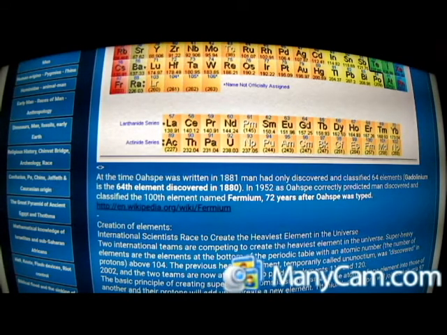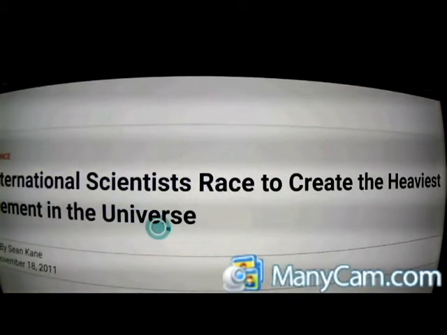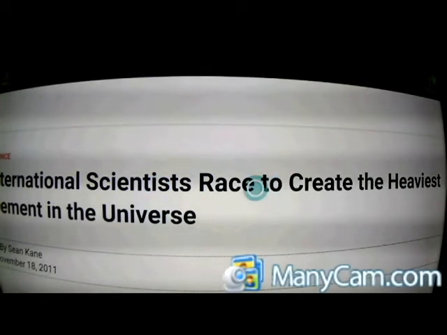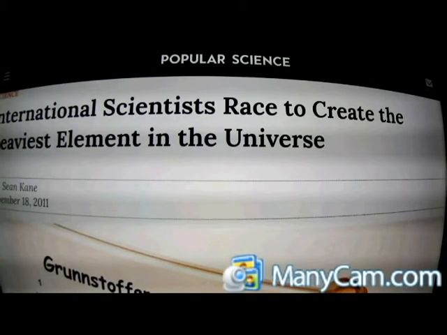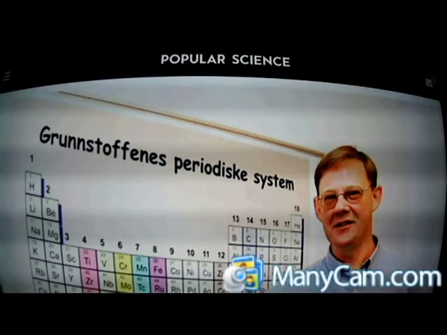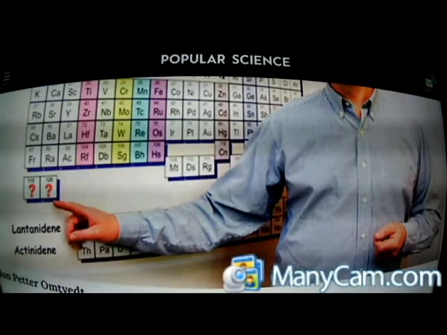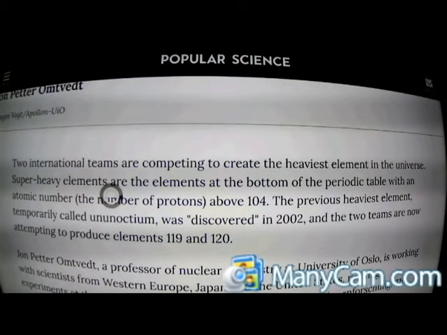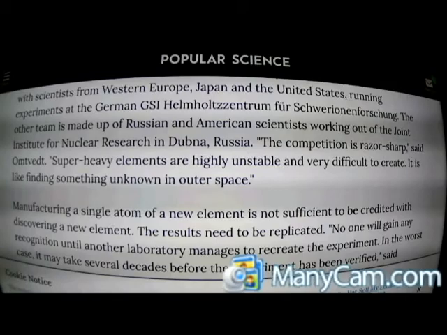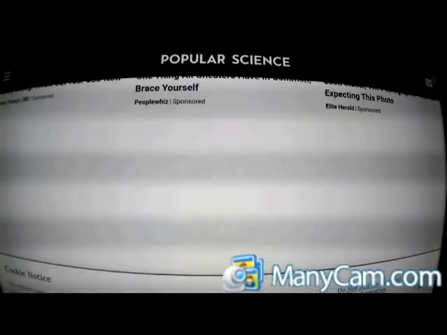So I'm going to click on the link and it says there, international scientists race to create the heaviest element in the universe, November 18, 2011. And there you can read the information I just read. And returning.